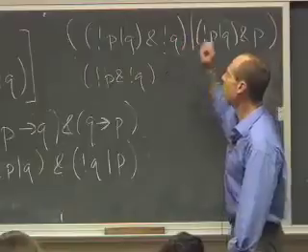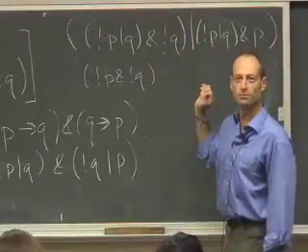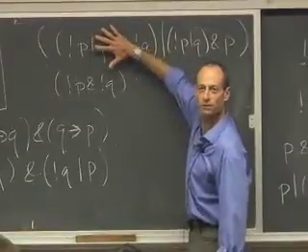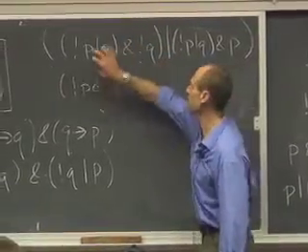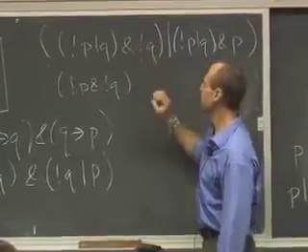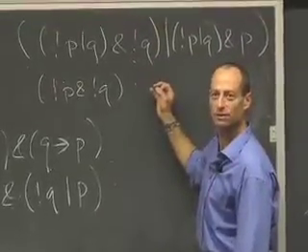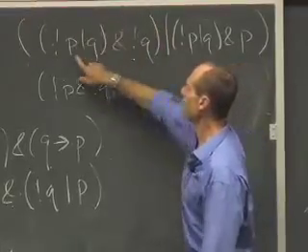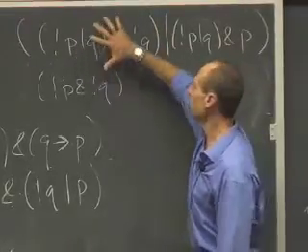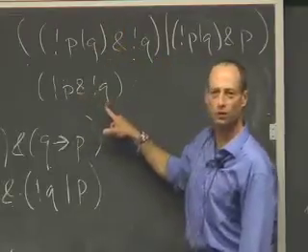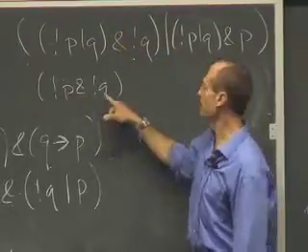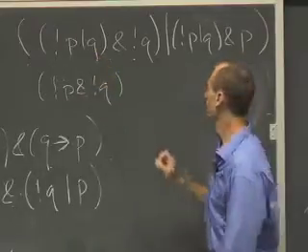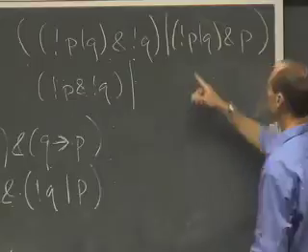Okay, suppose Q is true. Then this is false, and as a result, this whole expression is false. Right? Because this is something and false. Suppose Q is false. Well, then this is true, and the whole thing becomes true if not P is true. So this whole thing is true if both P and Q are false. It can't be true if Q is true.